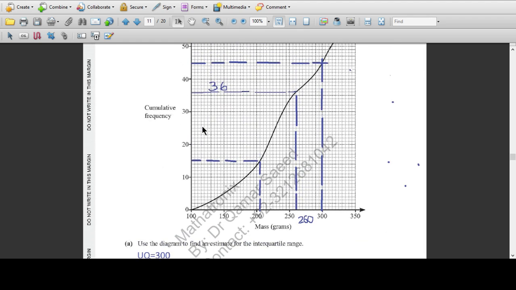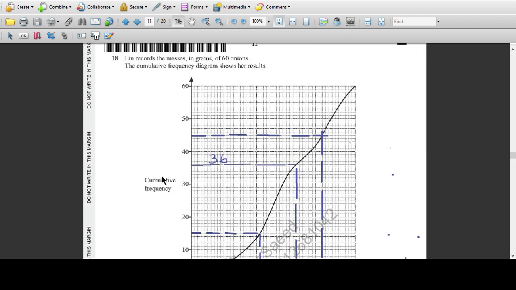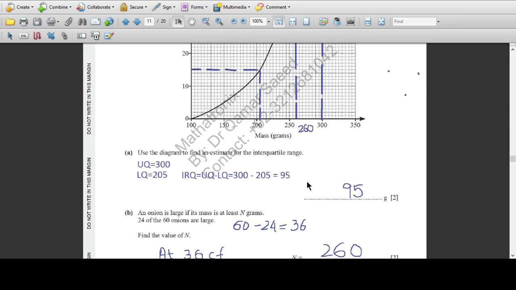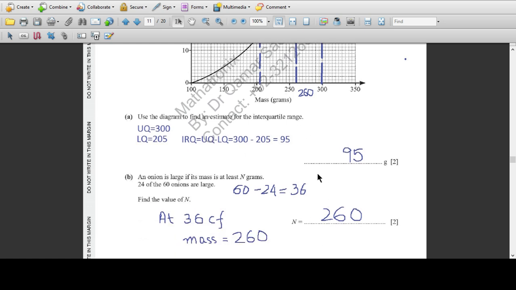So the interquartile range of these onions is 95 grams. The difference of weight is 95 grams, so maximum to minimum in this band is the interquartile range.